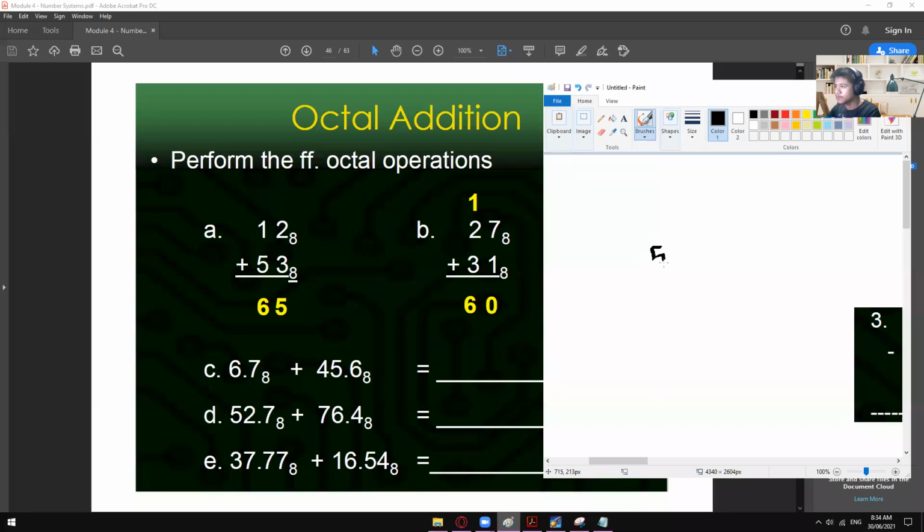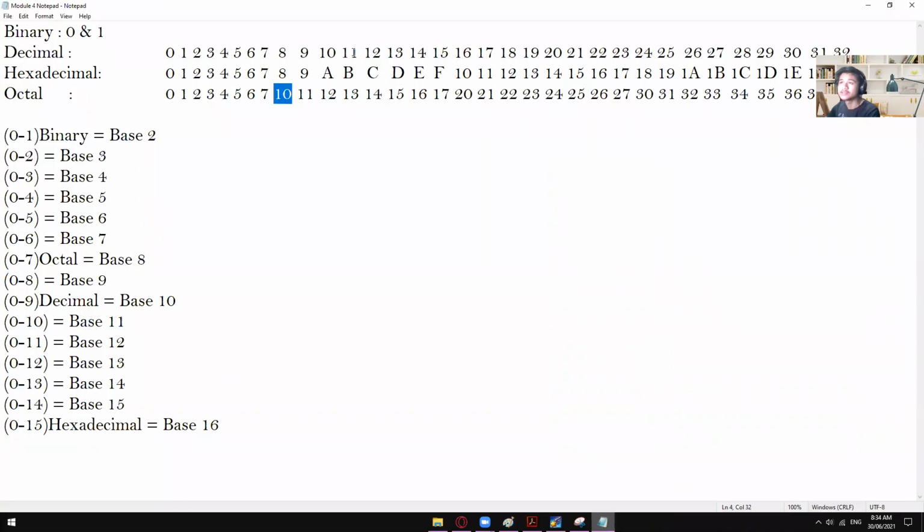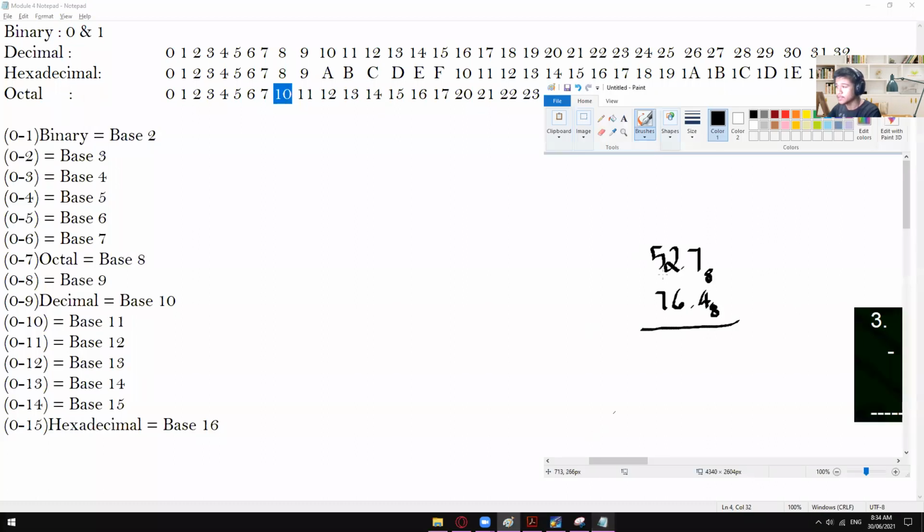So it's 52.7 base 8 and then 76.4 base 8. So 4 plus 7 is 11, okay? But if we take a look at that one right here, 11 in decimal, but in octal it's already 13, okay? So just put here 13.